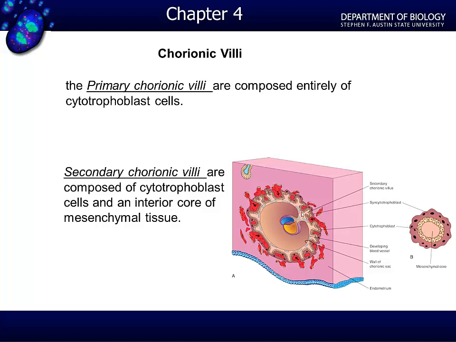And if we were to cut one of these in cross-section and look in the very middle, we're going to see a population of cells that are mesenchymal, these pluripotential mesodermal cells. And as long as that's all we see, then we are going to call this a secondary chorionic villus. The primary chorionic villi are solid cores of cytotrophoblastic cells. But when those cells give way for this mesenchymal core, we now refer to them as secondary chorionic villi.